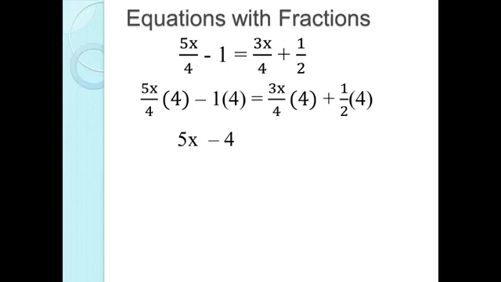On the right-hand side, 4 divided by 4 is 1, and 1 times 3x gives us 3x. Finally, 4 divided by 2 is 2, and 2 times 1 is 2. On the right-hand side, we are left with 3x plus 2. Compared to our original equation, the new equation we now have by multiplying everything by a common denominator seems much easier to solve. We can now add 4 to both sides. Next, we can move the 3x by adding a negative 3x to both sides.